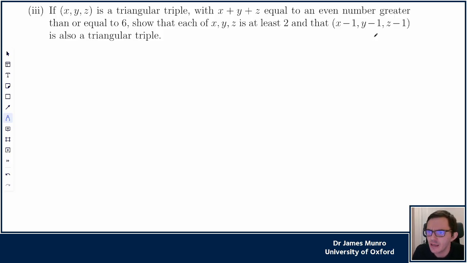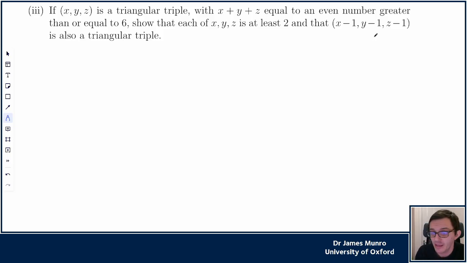What we're going to do here is show that you can subtract 1 from each side of a triangle and still be left with a triangle, provided that the condition we're going to use is that x plus y plus z is an even number greater than or equal to 6, and the original perimeter is even at least 6.